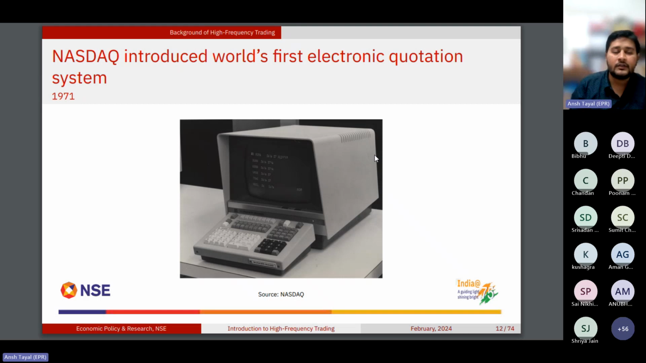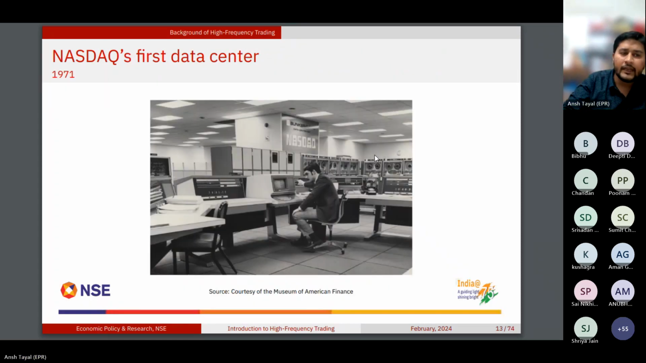So now let's take a step back and come to the global scenario. Nasdaq was the first one to introduce an electronic quotation system in 1971. This was the first time you could see prices on a screen. Before this, there used to be trading pits where trading members had to look at each other and decide the price. And Nasdaq also set up its first data center in the same year.